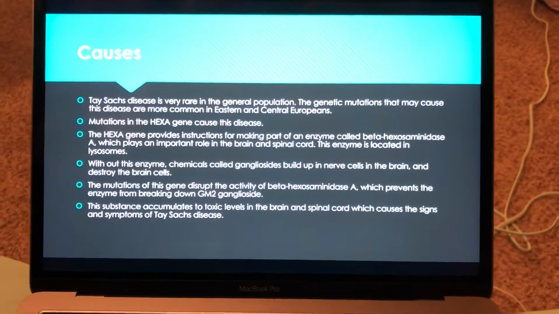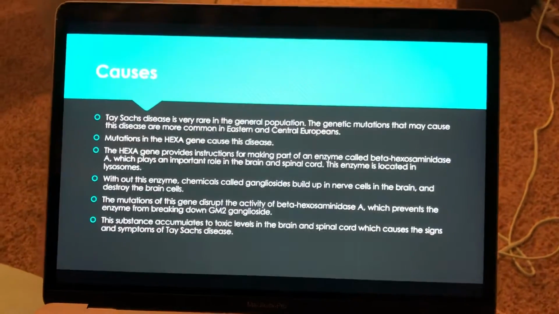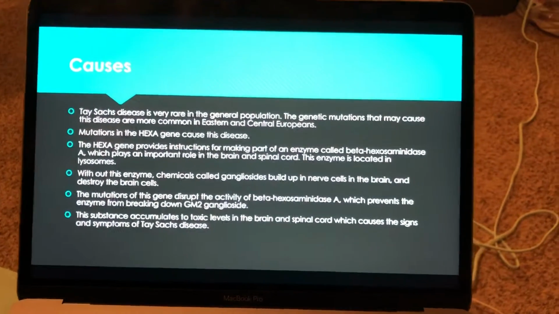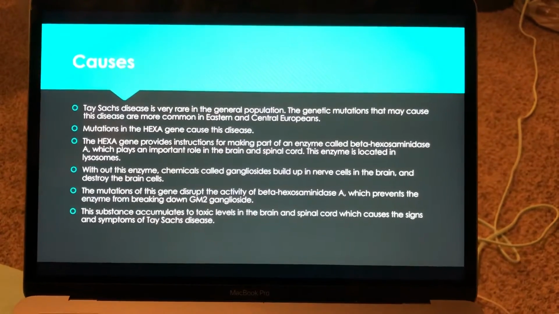Tay-Sachs disease is very rare in the general population. The genetic mutations that may cause this disease are more common in Eastern and Central Europeans. Mutations in the HEXA gene cause this disease.